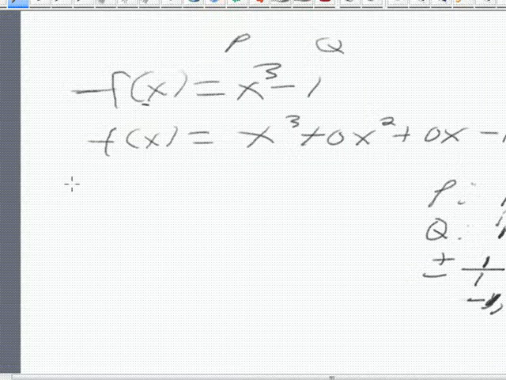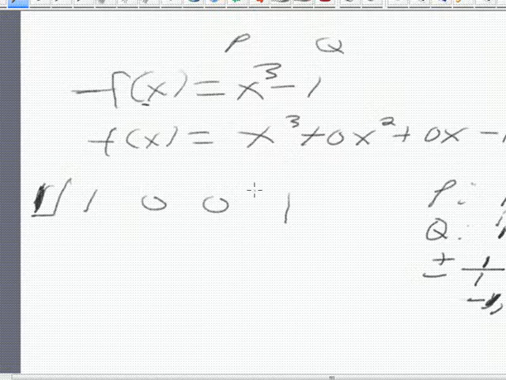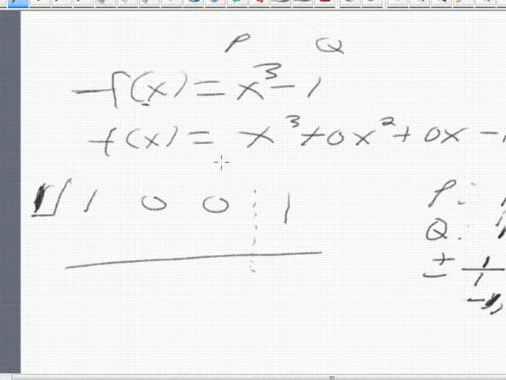Synthetic division says pick one of your solutions. I'm going to try 1. Then 1, 0, 0, 1. This is called your remainder column. These are the coefficients: this is a 1, that's a 0, that's a 0, and that's negative 1.